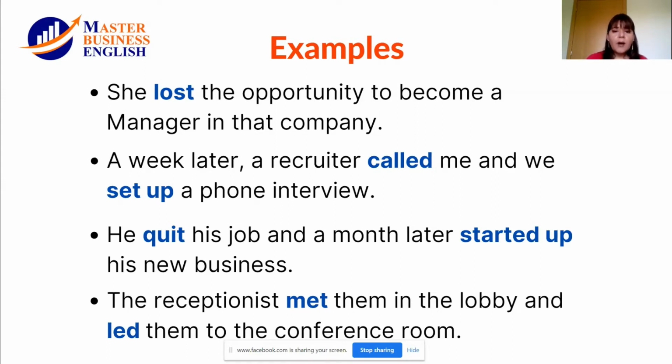The next example: he quit his job and a month later started up his new business. Like the previous example, both actions started and ended at a particular moment in the past, and those actions are completely finished. They are not happening in the present time. Okay, good. Last example. The receptionist met them in the lobby and led them to the conference room. Here both actions started in the past, finished in the past, happened in a particular moment in the past, and are completely finished actions. So here we have all the conditions that those actions or activities needed in order to be used in past simple. Excellent.